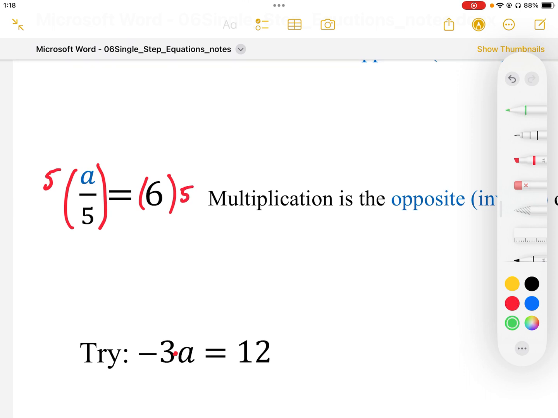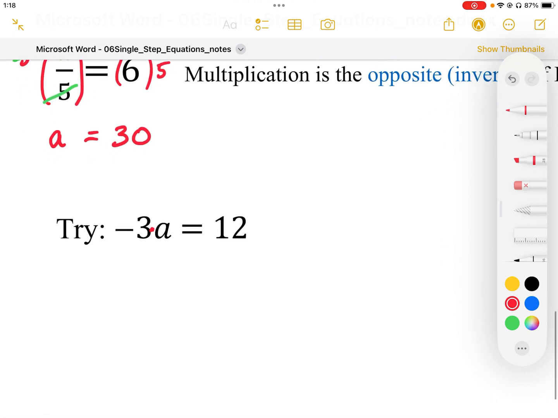The reason why we want to do this is because the 1 times 5 on top cancels with the 1 divide by 5 on the bottom, and that leaves me with A by itself. That allows me to cancel the divide by 5, and then I get A equals 30. And if I check it, 30 divided by 5 equals 6. Yeah, that's right.